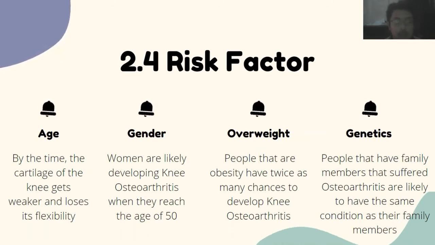to develop knee osteoarthritis. Genetics also becomes one of the risk factors for this condition. People who have family members that suffer from osteoarthritis are likely to have the same condition as their family members. Just like genetics, race could also be a factor that can affect someone to develop this condition. Some races on the Asian continent have a lower risk than other races to develop osteoarthritis.